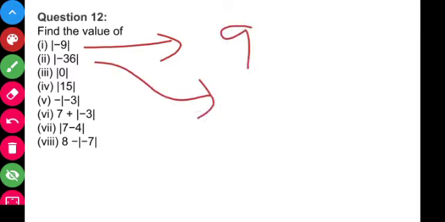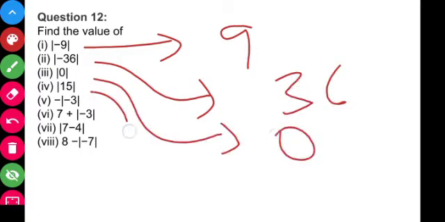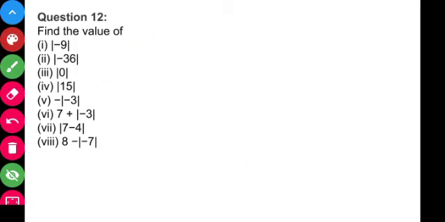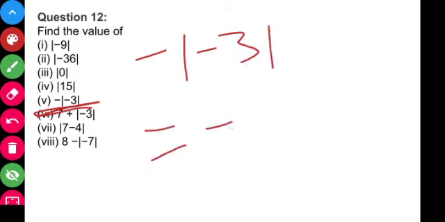The absolute value of minus 36 is 36. The absolute value of 0 is 0. The absolute value of 15 is 15. Okay, so do you know what absolute value is? Absolute value is the value of that number without considering its sign. Now the fifth part, see here. It is given minus of the absolute value of minus 3. Put the minus sign here, and you know the absolute value of minus 3 is 3 only. So this will be minus 3. Understand?